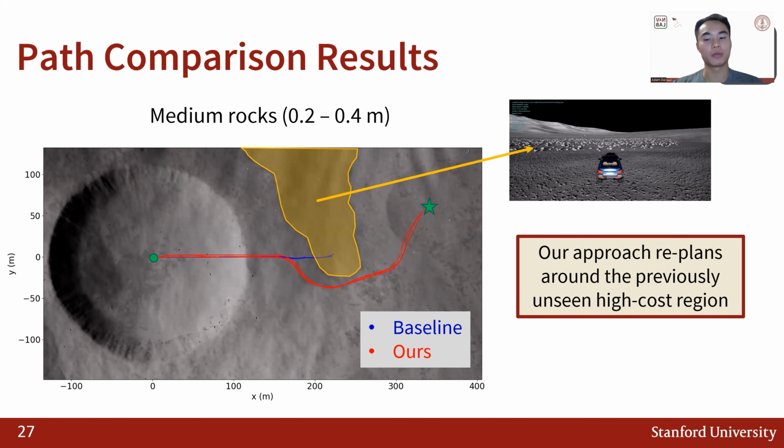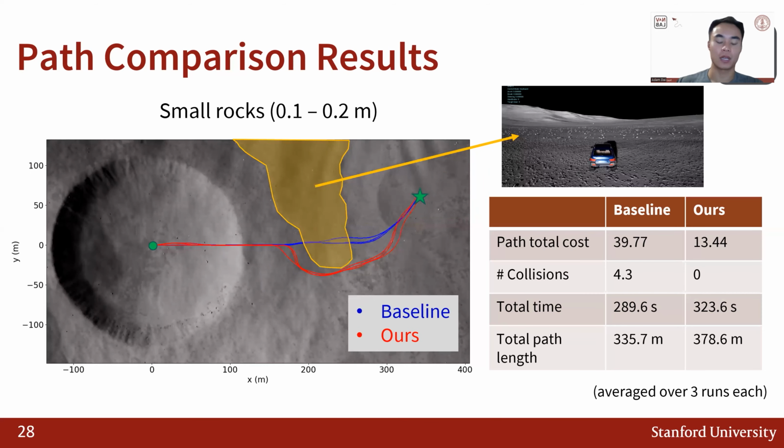So here are some comparison results between our approach and a baseline approach which does not do this replanning and follows a fixed global plan. This is the first scenario we consider, where we have medium-sized rocks in this rock field. We see that our approach in 3 out of 3 runs successfully replans around the previously unseen high-cost region and navigates the rover to the goal, whereas the baseline approach does not update its global plan, and the obstacle is too large for the local planner to route through, and eventually the rover gets stuck in these medium-sized rocks.